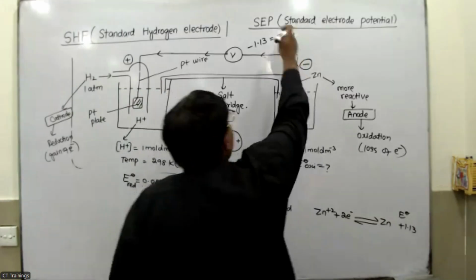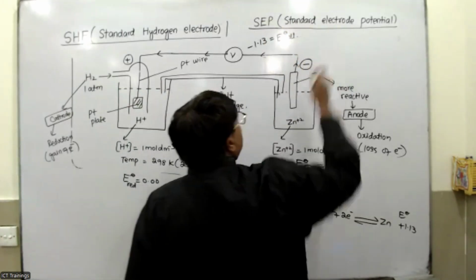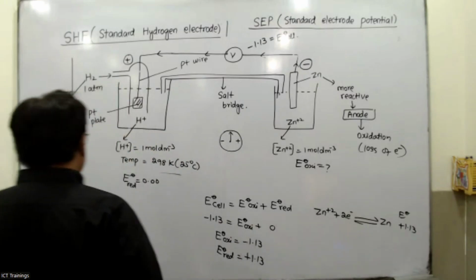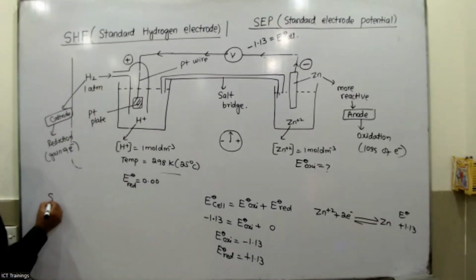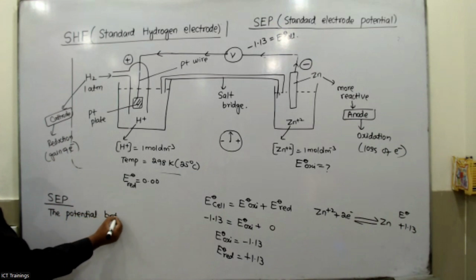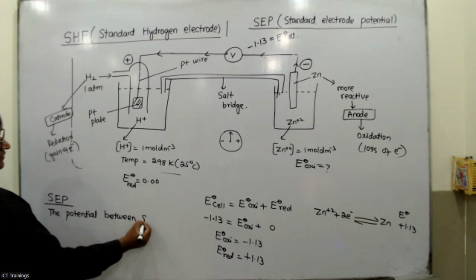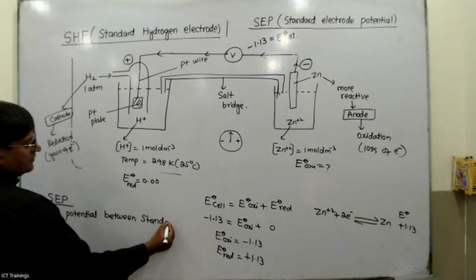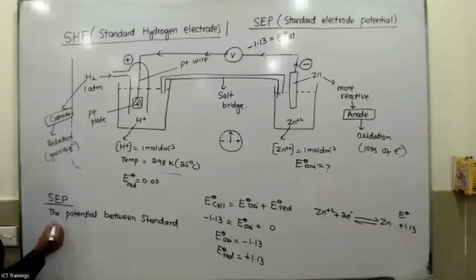So if you want to define the SEP, or standard electrode potential, what is the definition of it? I'm going to write down its definition. SEP: the potential between standard hydrogen electrode.